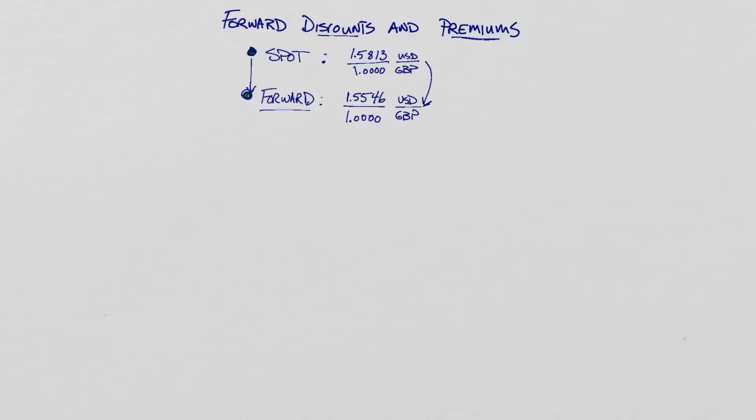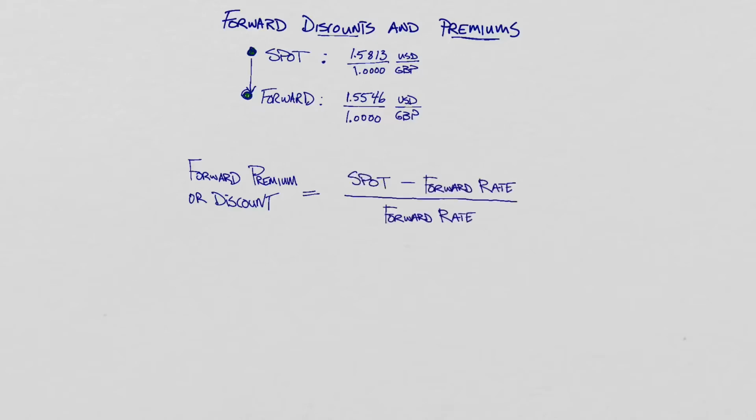But for now, let's just take a look at calculating the percentage forward premium or discount that we're looking at here. The formula for that is going to be the spot rate minus the forward rate divided by the forward rate. So it's really just the percentage difference between these two. I think personally, the real trick in determining a forward premium or discount is just keeping track which is a premium and then which is a discount.